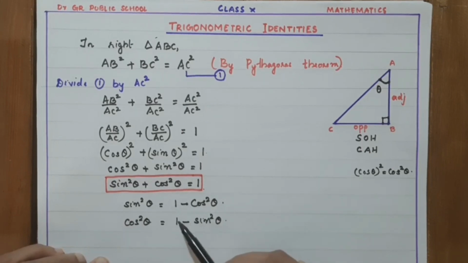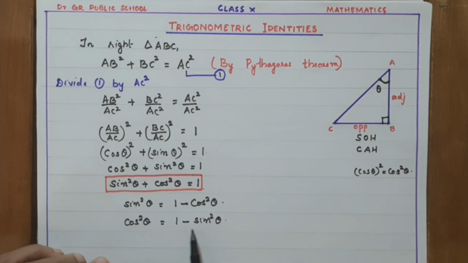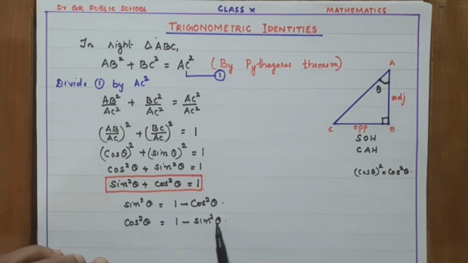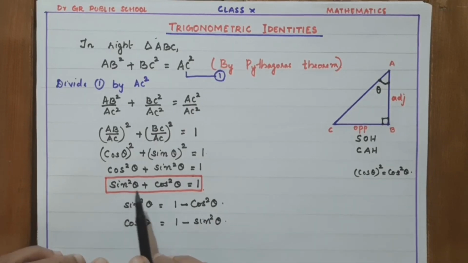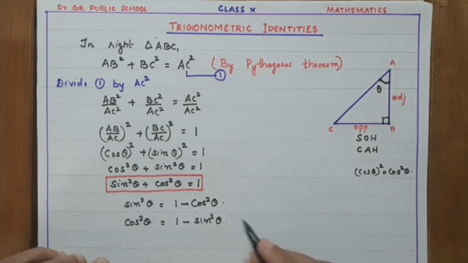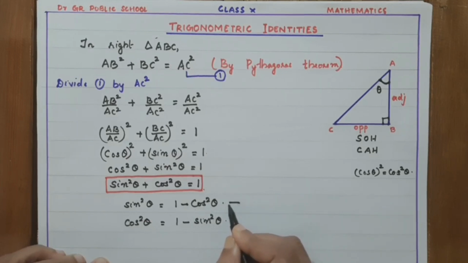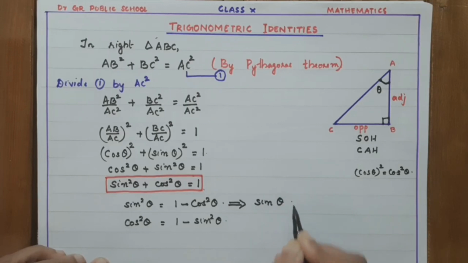Sine square theta is equal to 1 minus cos square theta and cos square theta is 1 minus sine square theta. Very important, and these two we are getting from the first identity, sine square theta plus cos square theta equal to 1. Okay, children. Now from this we can write two more equations. Sine square theta is equal to 1 minus cos square theta. So what is sine theta? How will you get sine theta?